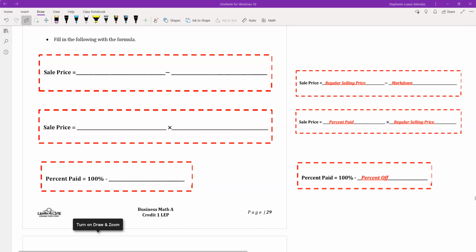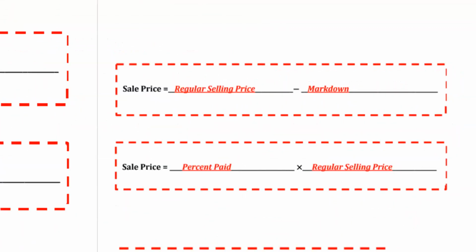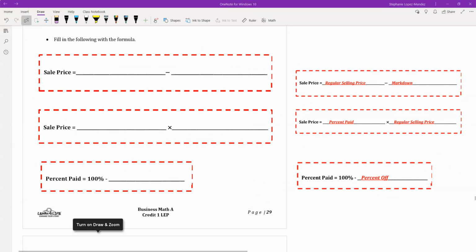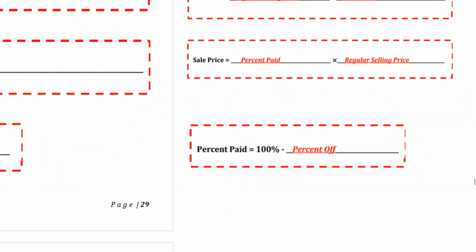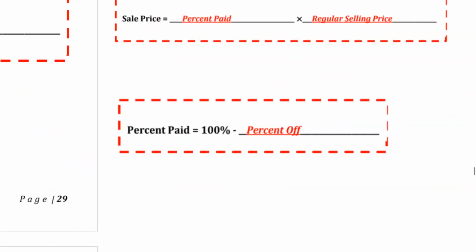In this section, we are going to use these formulas. Sale price equals regular selling price minus markdown. We are also going to use sale price equals the percent paid times the regular selling price. For our second formula, we also need to know how to find our percent paid, which is by using 100% minus the percent off.